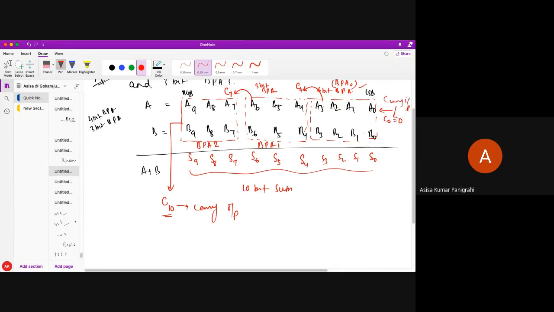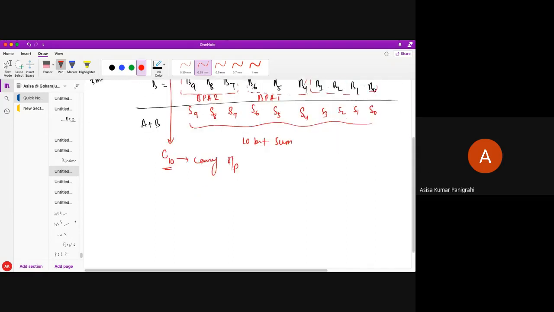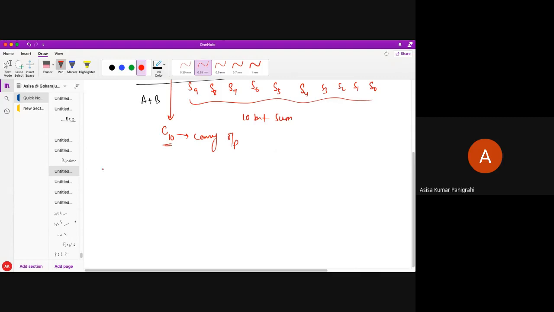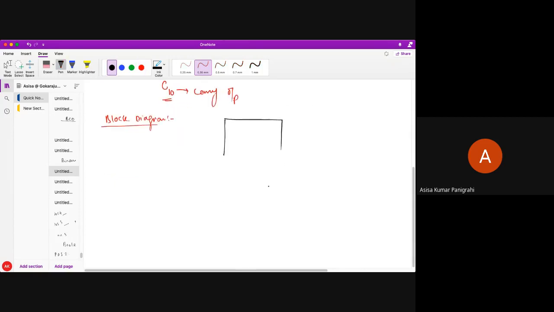So this is the idea. Here I need 3 cascaded adders, one 4-bit BPA and the other 2 being 3-bit BPAs. This is how you have to design it. Now we are going to design this. Please see, the block diagram will be like this. First I need a 4-bit BPA here.